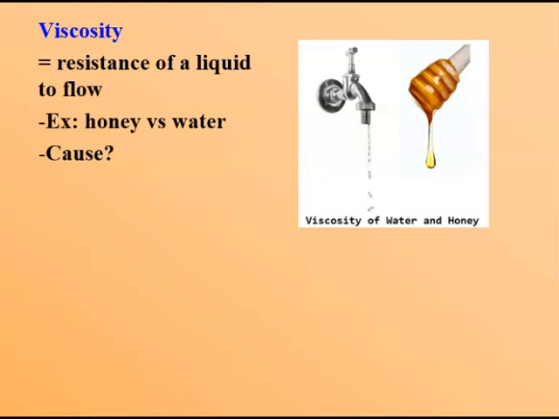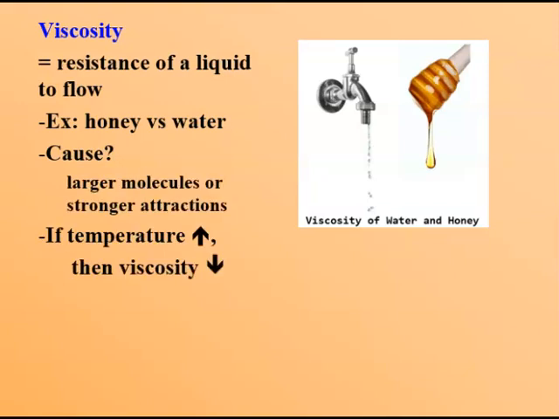And what causes this? The cause of that is large molecules in honey or stronger attractions that make it flow slower. If we increase the temperature, you guys know what happens. If we increase the temperature of honey, is it more viscous, meaning resistant, or is it less viscous? It's less viscous. So as temperature increases on a liquid, then viscosity decreases.